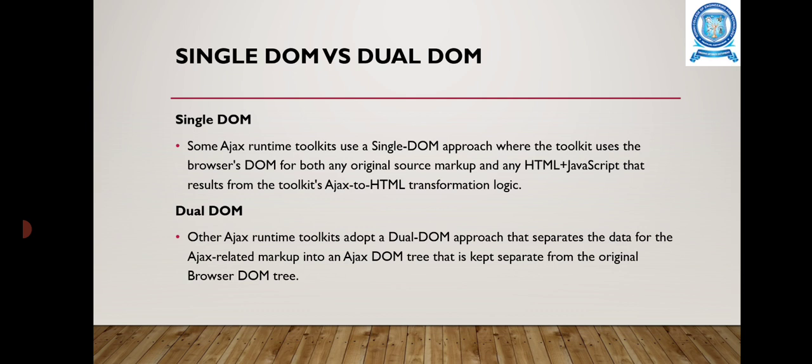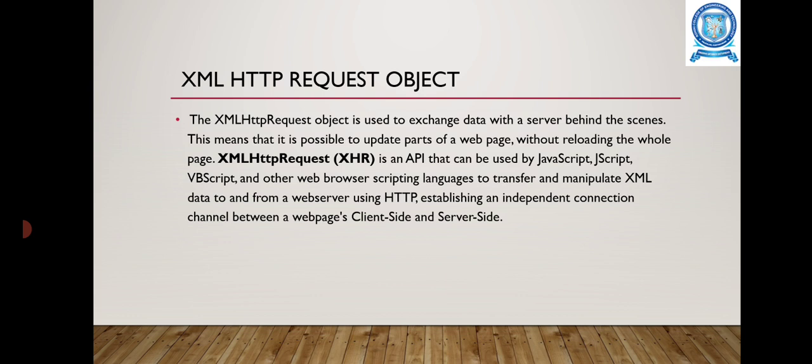Single DOM versus dual DOM. That means single document object model versus dual DOM. Single DOM means the Ajax runtime toolkit uses the single DOM approach, where the toolkit uses the browser's DOM for both original source markup and HTML plus JavaScript. Some Ajax runtime toolkits use this DOM approach. Dual DOM means other Ajax runtime toolkits adopt a dual DOM approach that separates the data from the Ajax related markup into the Ajax DOM tree that is kept separate from the original browser DOM tree. The dual DOM approach has two types. First one is the client-side dual DOM and second one is the server-side dual DOM.